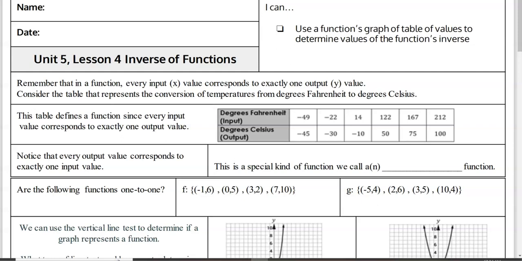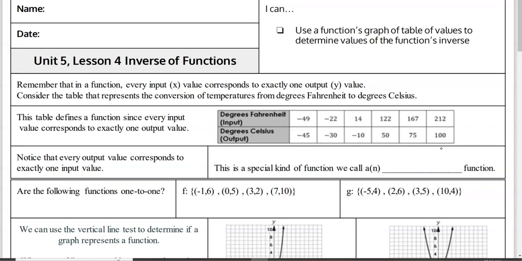For a function to be a one-to-one correspondence, so let me back up. When you have a bunch of ordered pairs, it's a relation. But if each input has its own unique output, it's called a function, which means your y values cannot repeat. I lied. Your x values cannot repeat. I'm getting confused, guys.